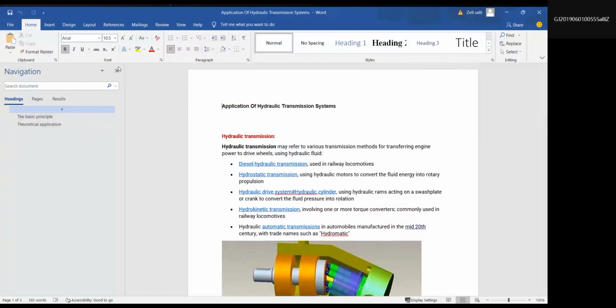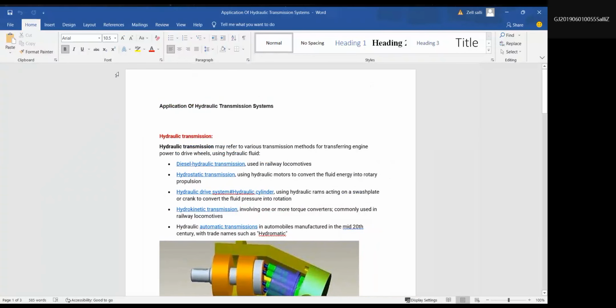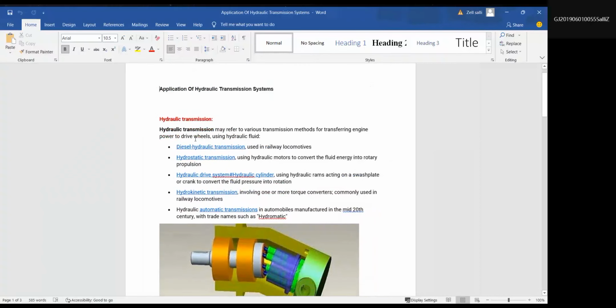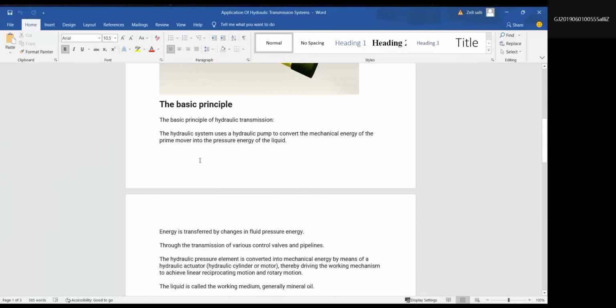So my research work is on application of transmission systems. Actually, transmission systems have been something I've been interested in for some time now. A transmission system refers to the methods used to transfer engine power to drive a wheel using hydraulic fluid. If you look at the basic principle, it means using a hydraulic system or a hydraulic pump to convert mechanical energy from its prime mover into a pressure energy of flow of liquid.